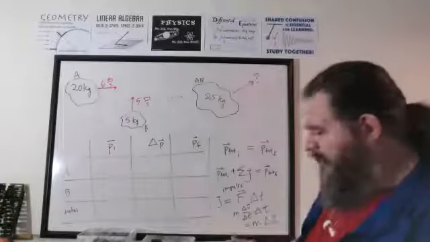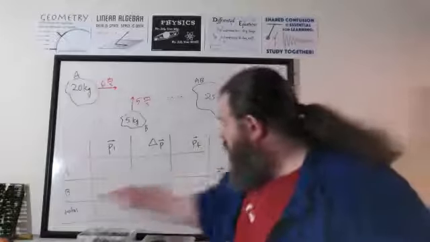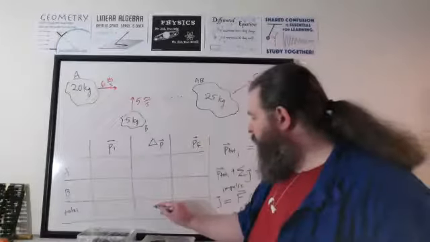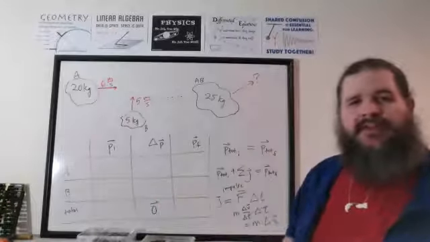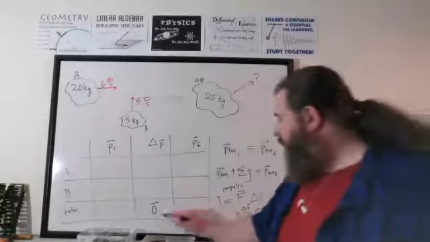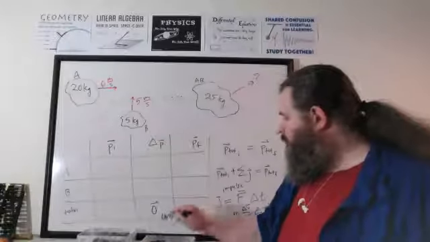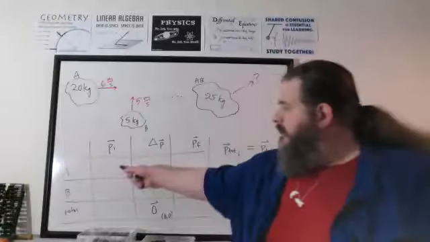Which means we can fill in a zero in the change in total momentum spot right away. There's no change to the total momentum. And I would write that as a zero vector because it's not just the number zero, it's a vector whose components are all zero. We can also fill in the initial values.